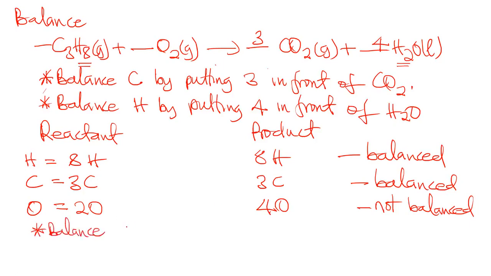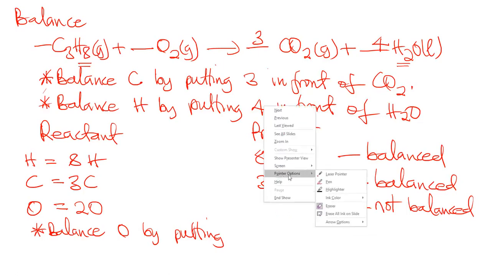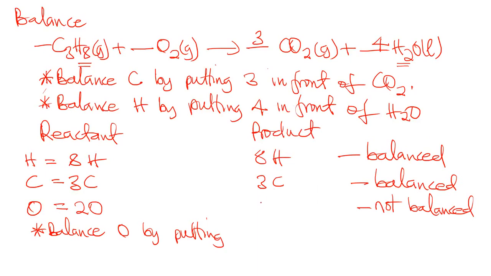So balance oxygen by putting... the oxygen. In the reactant, we have 2 oxygens here. In the product, we have 4 oxygens from here, and 3 times 2, 6 oxygens from here. So we have 10 oxygen as our product, not 4 oxygen. So that was a mistake. So here we have 10 oxygen. So you also want to have 10 oxygen here.